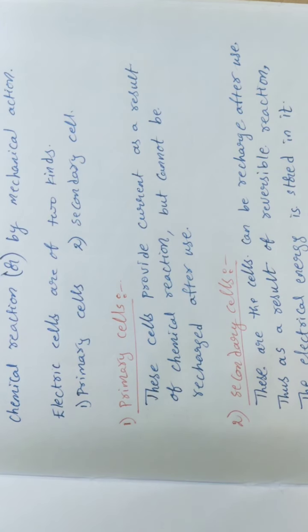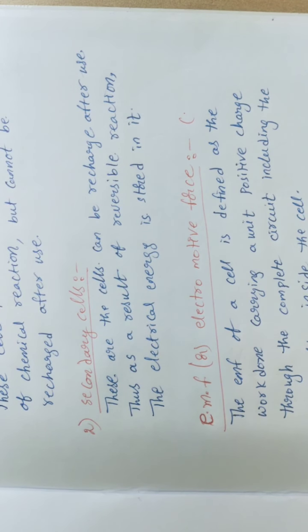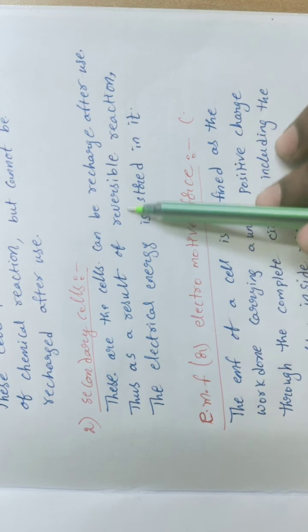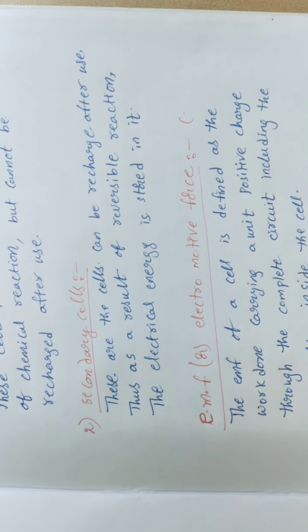So what about secondary cells? Secondary cells, in the reverse manner: after using them we are able to recharge. Those types of cells we call secondary cells. These are the cells that can be recharged after use. As a result of a reversible reaction, the electrical energy is stored in it. After recharging, electrical energy is stored in it. These are the basic facts about cells.